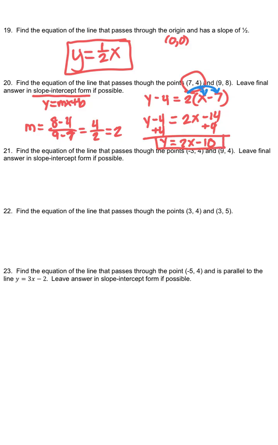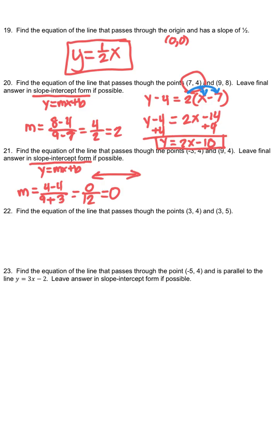Number 21, find the equation of the line that passes through the points negative 3, 4, and 9, 4. You could probably see it better in your book. Leave the final answer in slope-intercept form, which is what we just did right above, y equals mx plus b. So we have our 2 points, so let's find the slope. So 4 minus 4 over 9 minus negative 3. Oh, look at this. 4 minus 4 is 0 over 12. That tells me I'm going to have a slope of 0, which tells me I have a horizontal line.